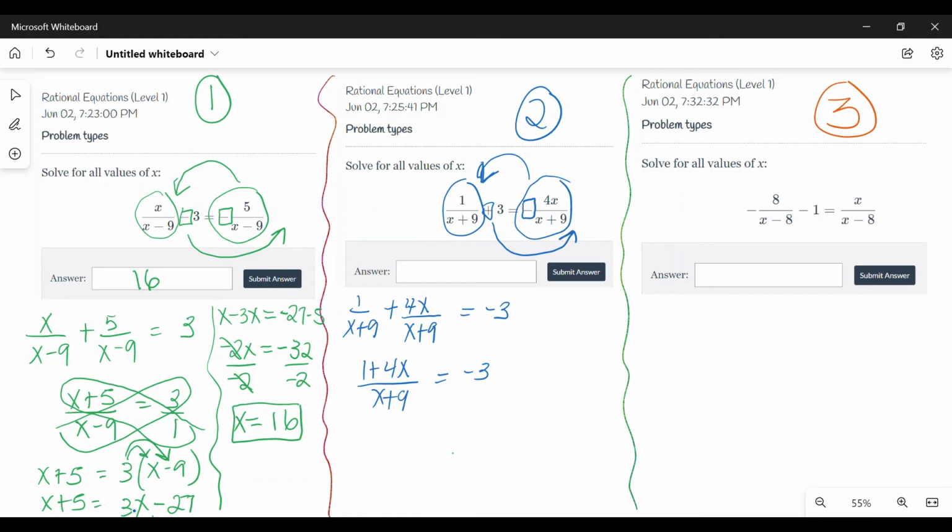Now negative 3 is a whole number, so technically it's over 1. So now we could do our cross multiplication, butterfly method, however you know it as. So 1 times 1 plus 4x is just 1 plus 4x. And then we have some distribution to do here. So x times negative 3 is negative 3x. 9 times negative 3, negative 27.